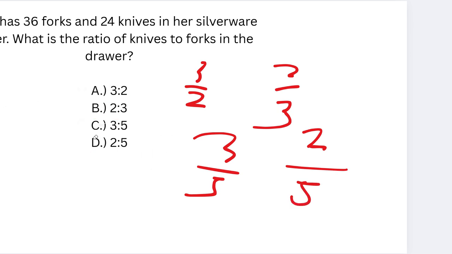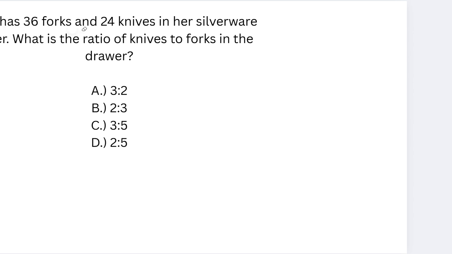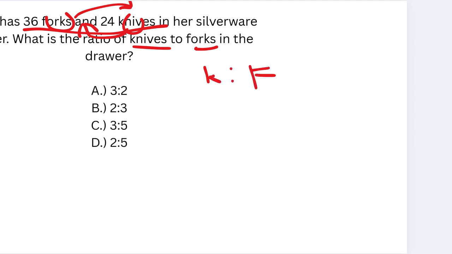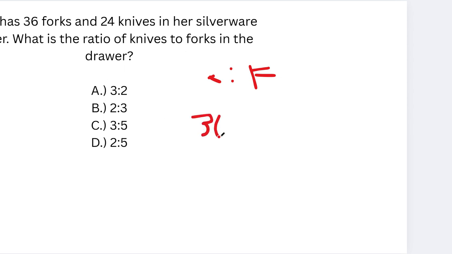So it's 36 forks and 24 knives. One tricky part about this question is that in the beginning of the question it says 36 forks and then knives, but in the second sentence it says what is the ratio of knives to forks. So then these two have to be flipped around. So it's knives to forks. So we know we have 36 forks and 24 knives.